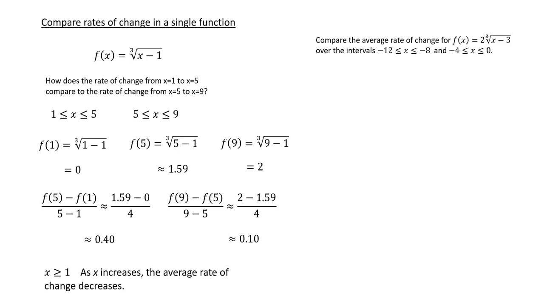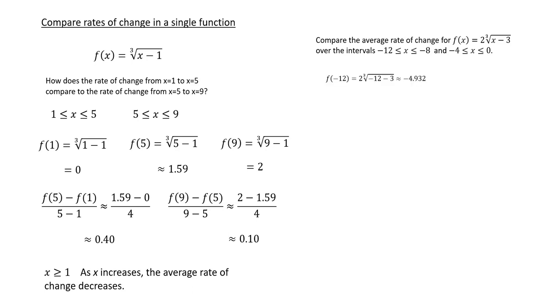All right, here's something for you to do. Read the problem, figure out the answer, pause the presentation, and then see if you got the right answer. Compare the average rate of change for f of x equals 2 times the cube root of x minus 3 over the intervals x between negative 12 and negative 8 and x between negative 4 and 0. Figure that out and then come back.